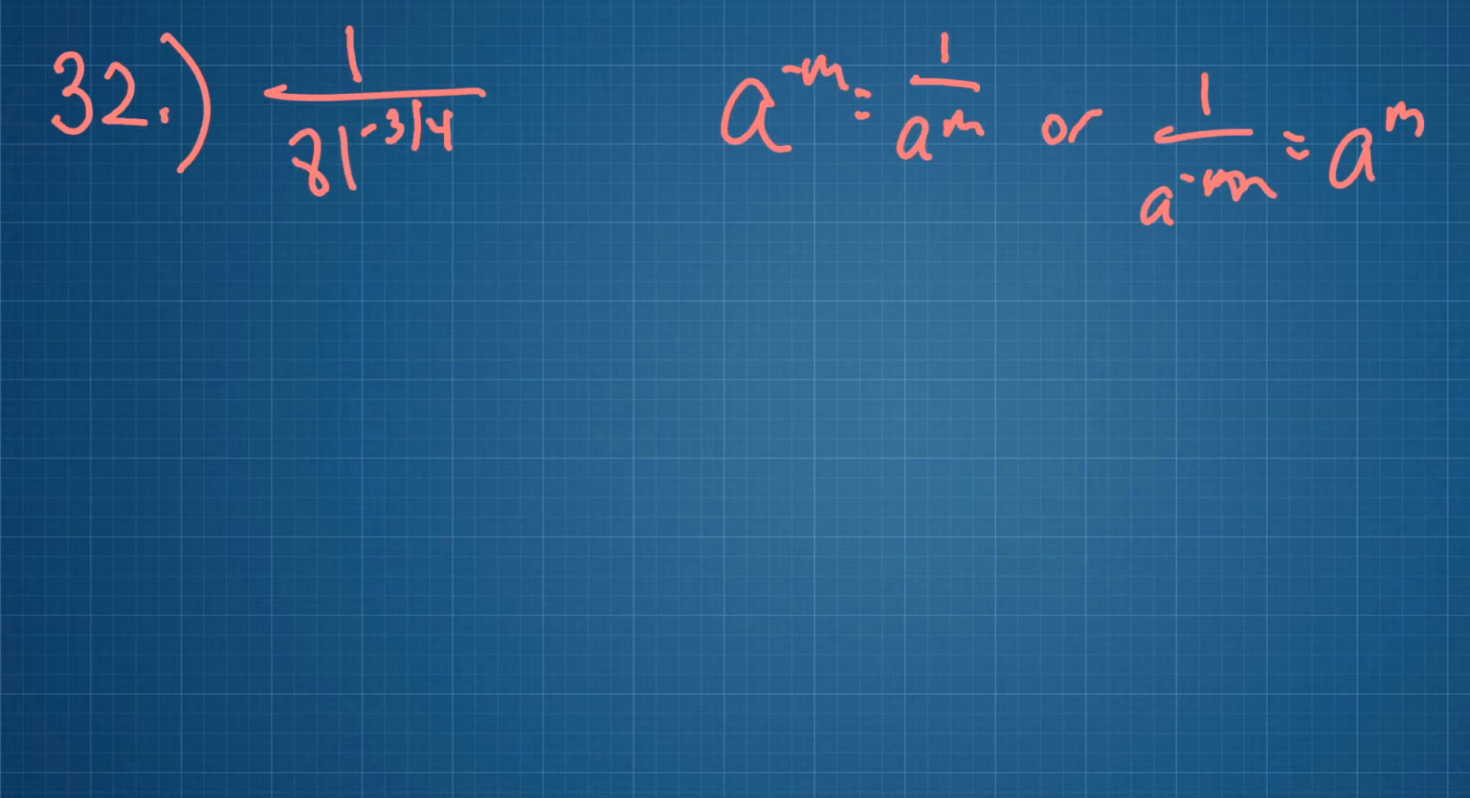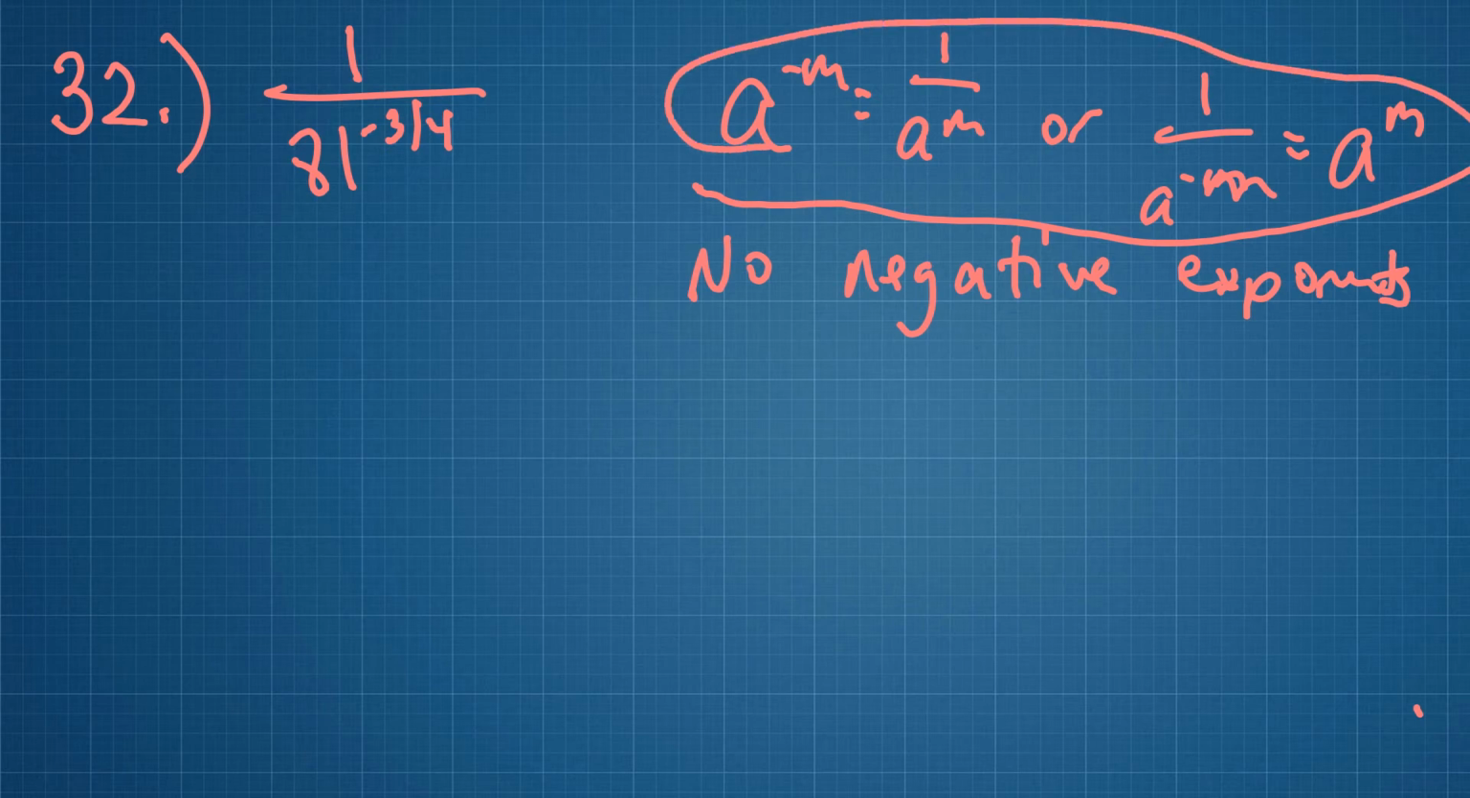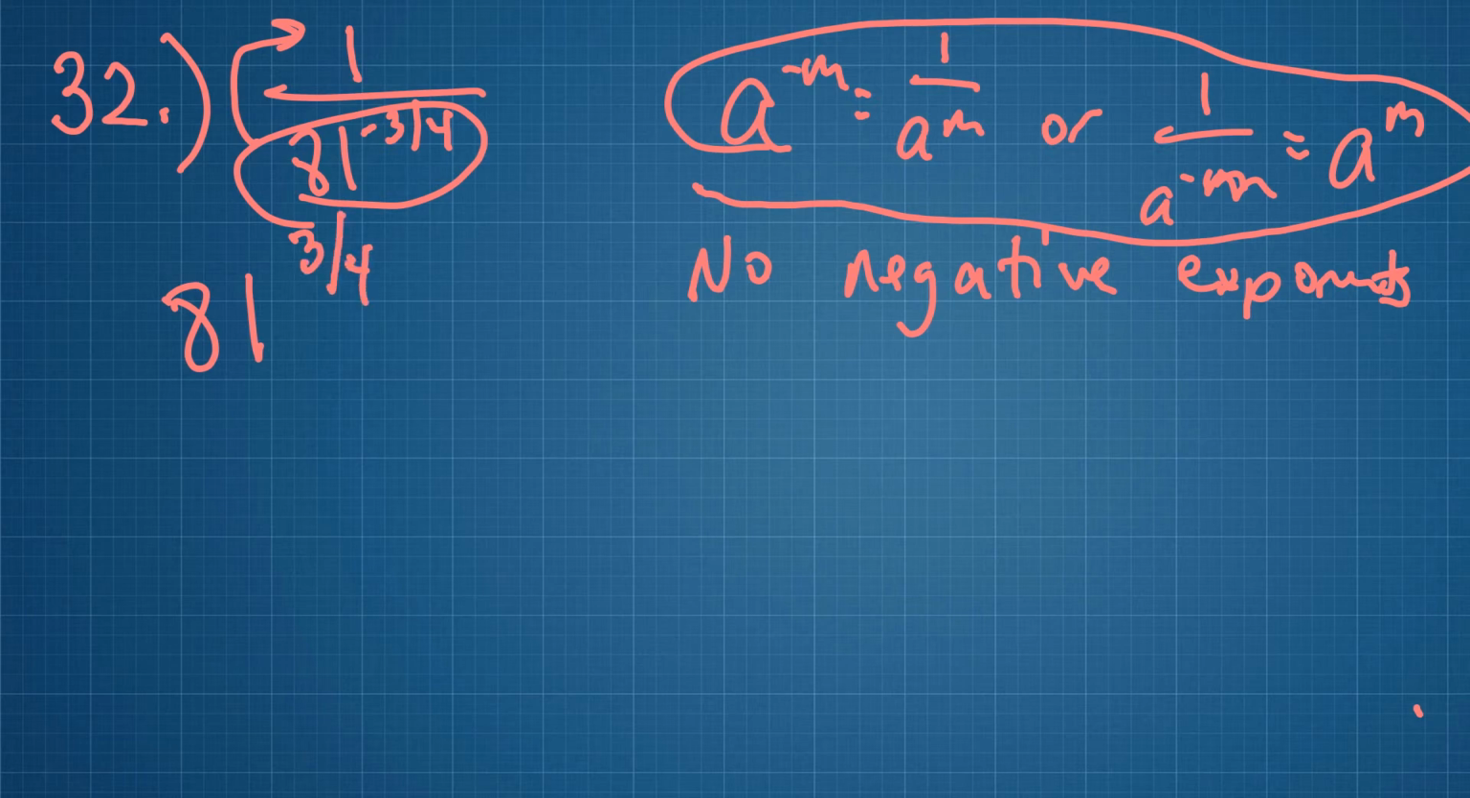Alright, 32. I have 1 over 81 to the negative 3/4. Now, first of all, we can't do anything with negative exponents, so we don't want negative exponents. But we have a way to get rid of negative exponents. If you remember, we have these formulas that say if you have a negative exponent, if you move everything to the opposite side of the fraction, it will change that exponent sign. So if I take all this stuff and I kick it upstairs, it makes that negative 3/4 positive 3/4. So that's the first thing I'm going to do. So this is 81 to the 3/4.